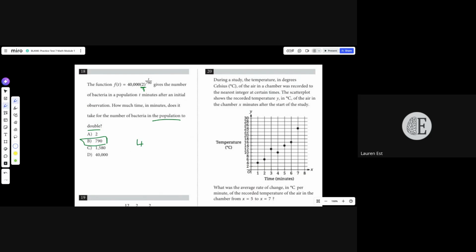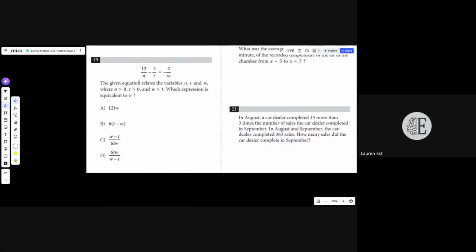Because if you do 40,000 and we do times 2, we want t over 790 to be equal to 1. How long does it take in minutes? You have to check the units to make sure that they're the same, but you would do 790 divided by 790. I've seen this one before. This is great. I've had students come to me after the SAT and have this memorized and write it down for me and say, I didn't know how to do this one.